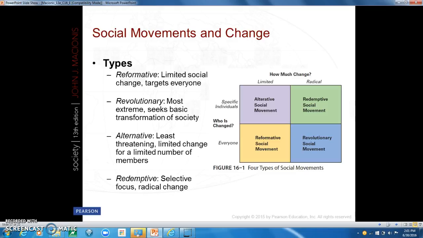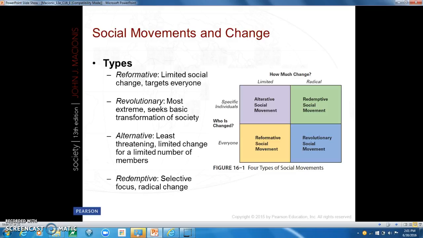There are two that I mainly want you to focus on, and that is the reformative, which wants limited social change, but they target everyone. Some examples, class, would be the civil rights movement, the feminist movement, the environmental movement. We've had a lot of reformist movements, if you will, in the United States.